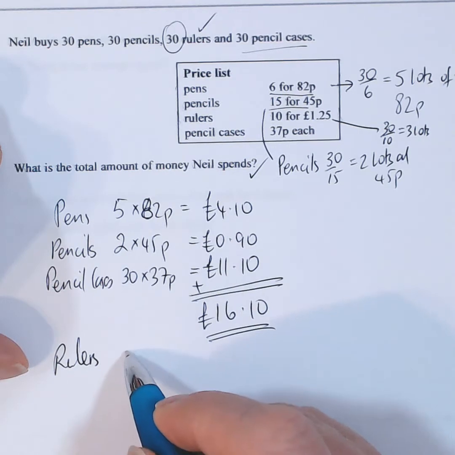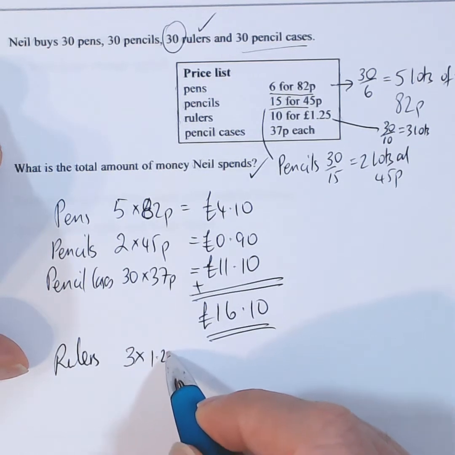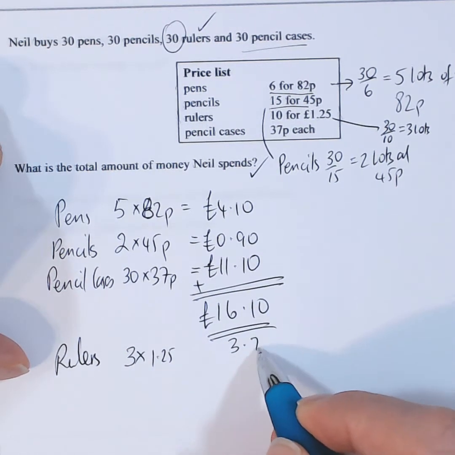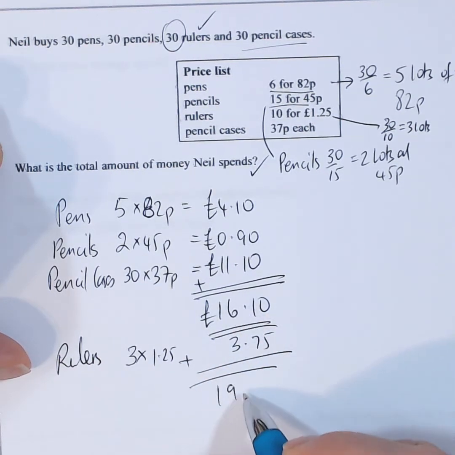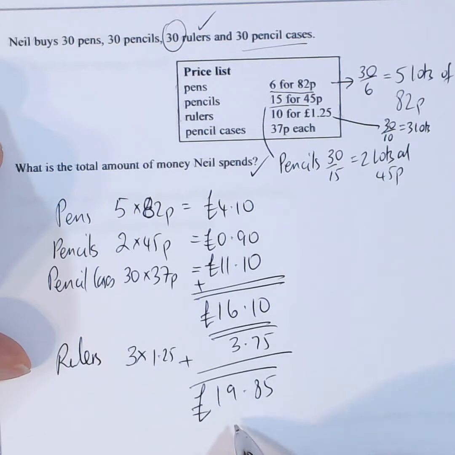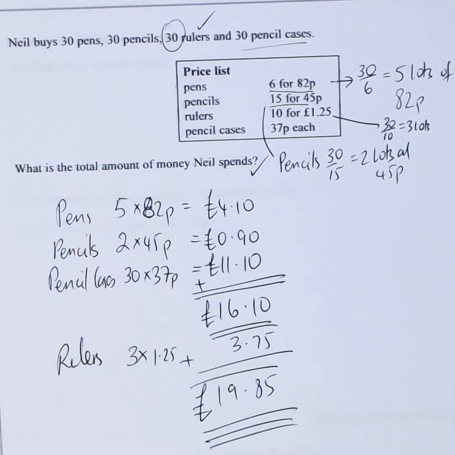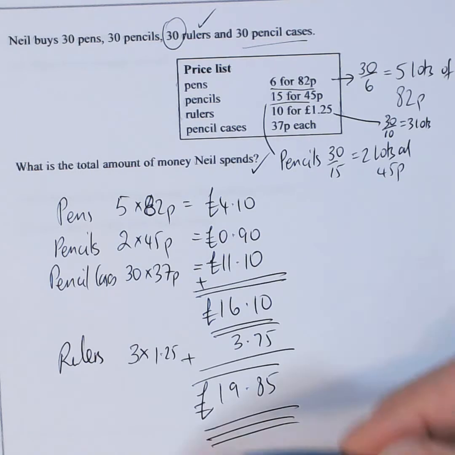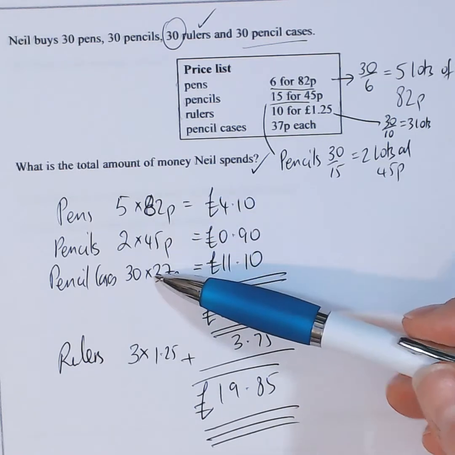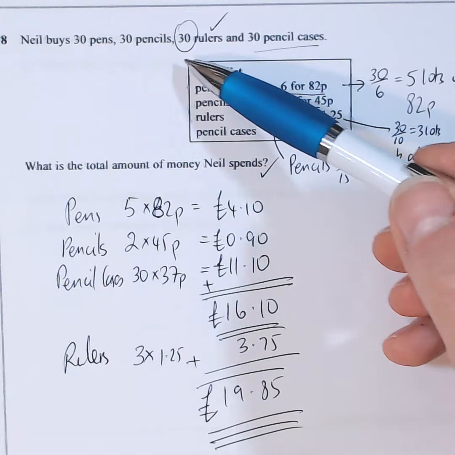So for rulers, it's going to be 3 times £1.25, which is £3.75. So we add those together, so £19 and 85p. Okay, so that would be the final answer to that question. Again, it's important you go back and read through, because I'd missed out the rulers, so I've gone back and checked, and I'll make sure I've done everything I needed to do.